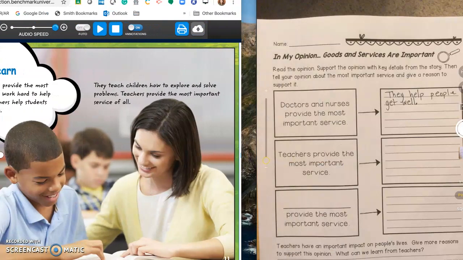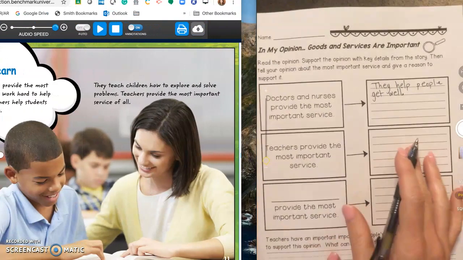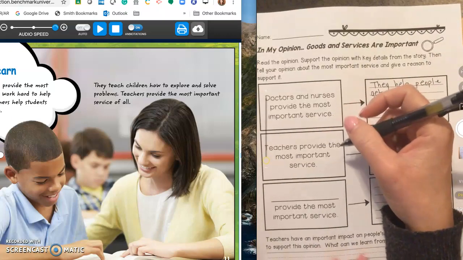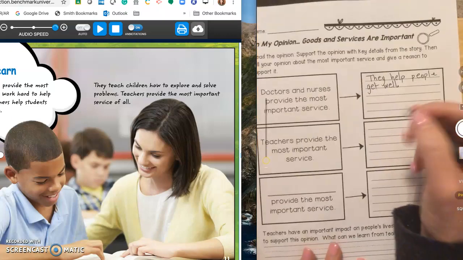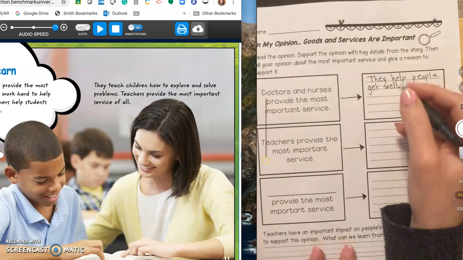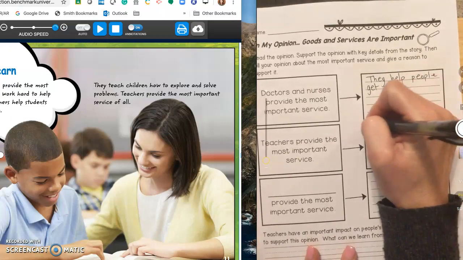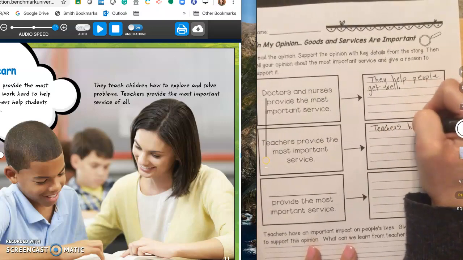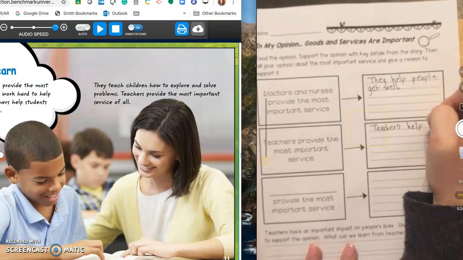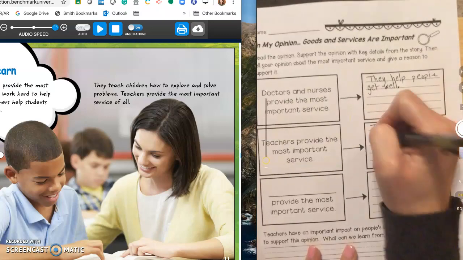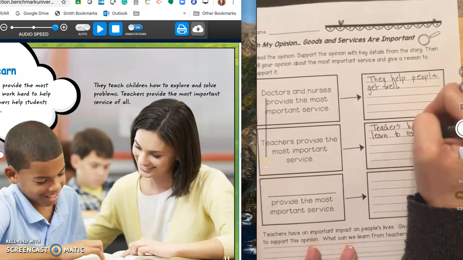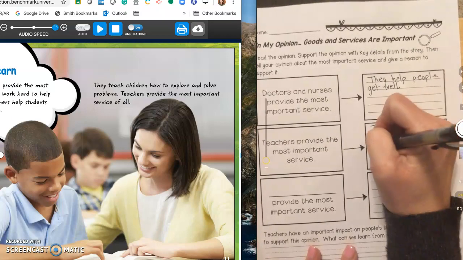All right. So I'm going to go here, and this one I can answer easily, right? I know how teachers provide important services, but I need to use evidence from the text. So I'm going to write teachers help kids learn to read and write.